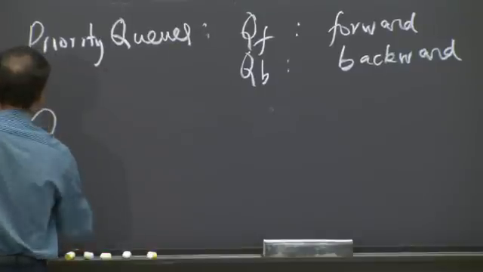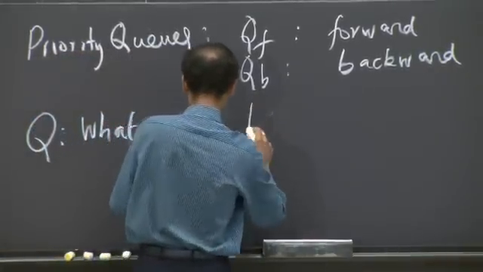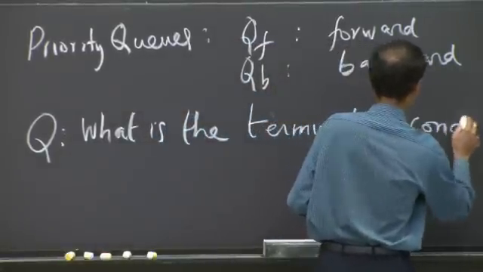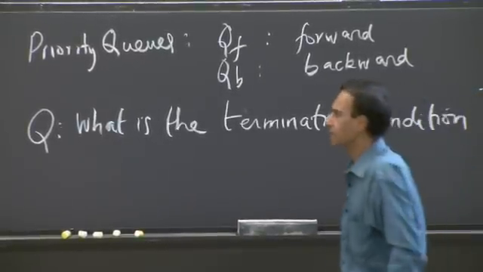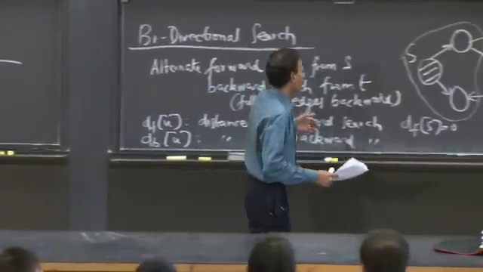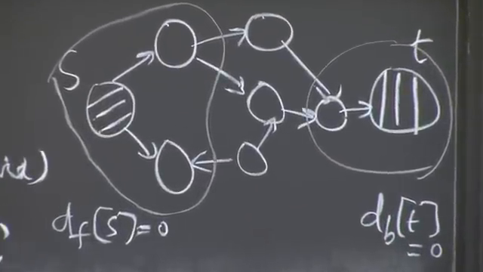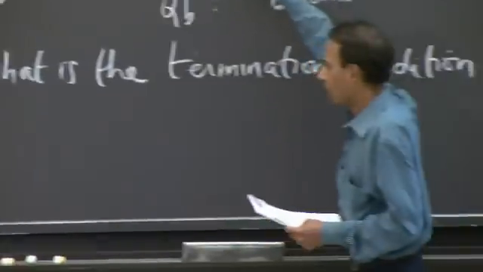Now, first question. Roughly speaking, as I said, you can imagine intuitively that you're going to terminate the search when these frontiers meet. Clearly, you can't terminate it when these frontiers look like this. So that's the intuition. And you've seen that for breadth first search as well in your problem set.